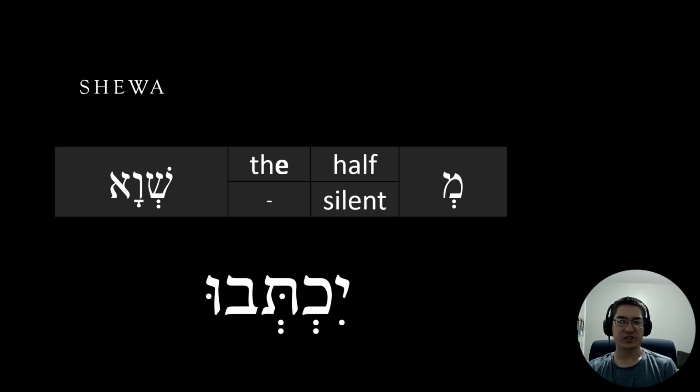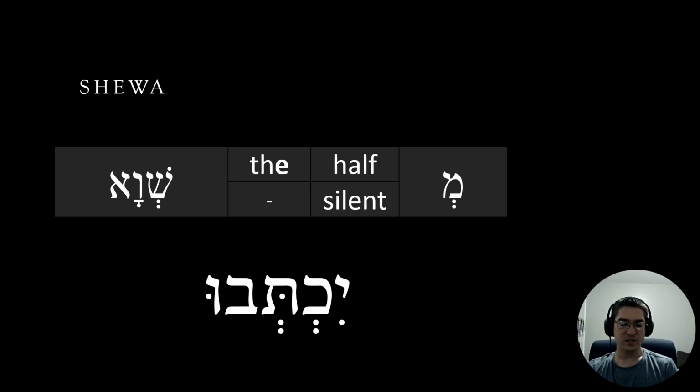One other pointing needs mentioning here. We have the shava, which can either function as a half vowel or as silent. In the case of the half vowel, it's pronounced like the sound that the E makes in the word "the." With the silent shava, no sound is made. It simply indicates that two consonants butt up against each other, somewhat like a consonant cluster in English.